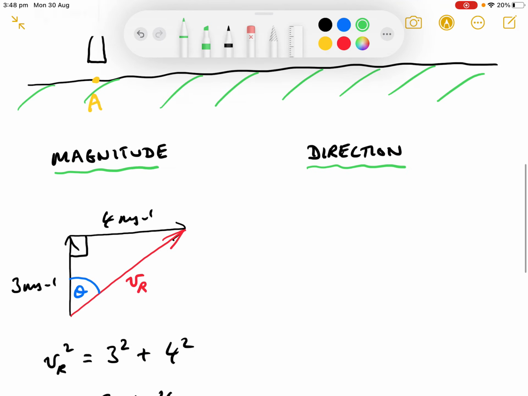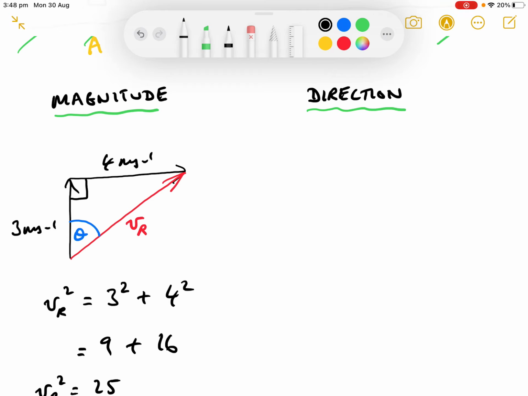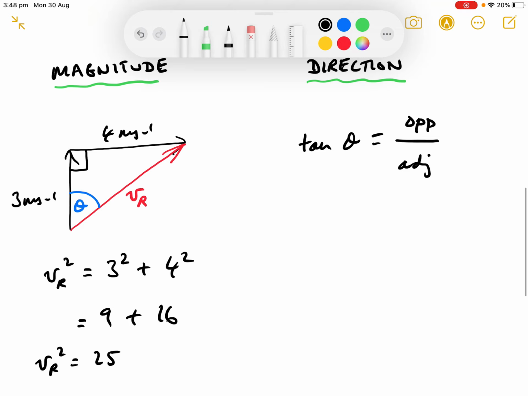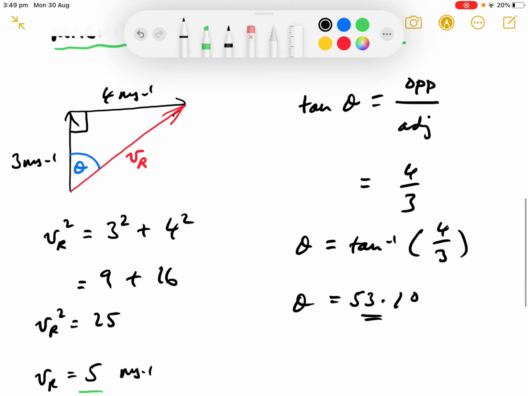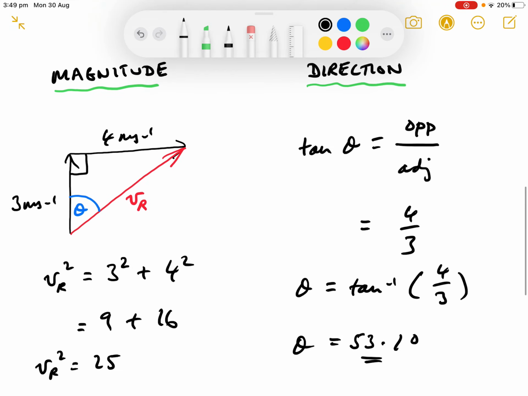Now, direction. Well, if you look at my diagram, I can use tan theta is opposite over adjacent, which in this case is 4 over 3. So theta is the angle whose tangent is 4 over 3. So on your calculators, you need to now do that. Inverse tan, open brackets, 4 divided by 3, close brackets. And you'll get 53.1 degrees. Okay. We're not quite finished.